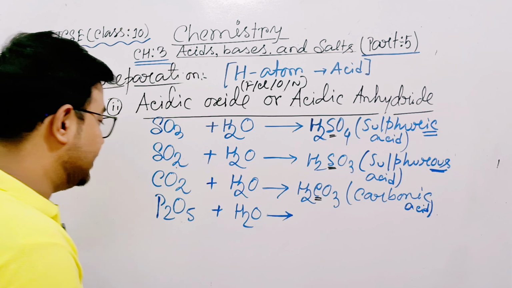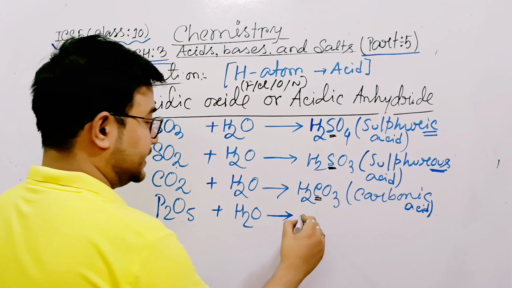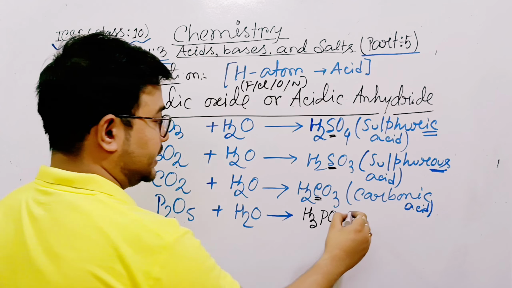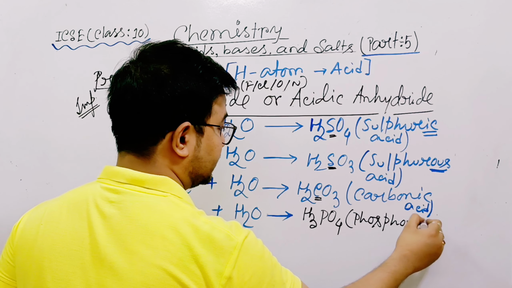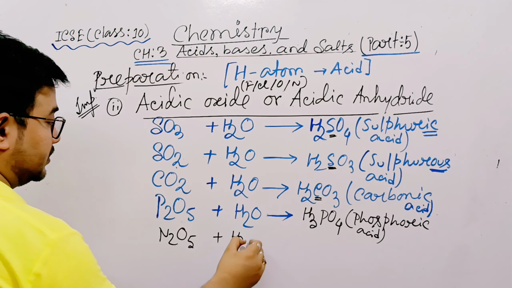Can you tell me the name of an acid which contains phosphorus? Yes, phosphoric acid, H3PO4. Now next, N2O5 plus water.